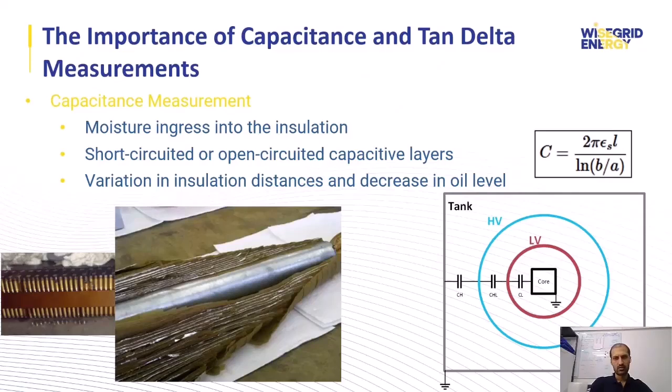Some of the standards, I think all IEC and IEEE standards, say that for capacitance value, a change of up to 5% is acceptable because of the error of the test device and temperature. But a change between 5 and 10% requires investigation to identify the cause of the change, and changes greater than 10% are generally not accepted and may indicate serious issues. We will discuss these topics in more detail in upcoming webinars and references for specific equipment types.